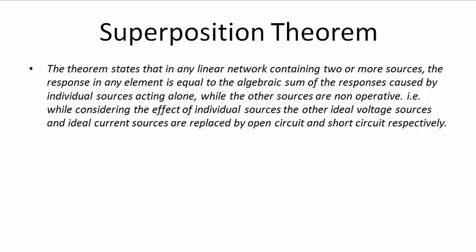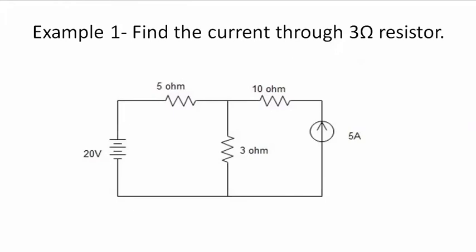So if you are taking the effect of the voltage source only, you keep the current source open and find the current, say I1. Then when you are taking the current source alone, the voltage source is kept short circuited, and let that current be I2. So the resultant current will be I1 plus I2. You have to take the directions into consideration. We can see it with this example.